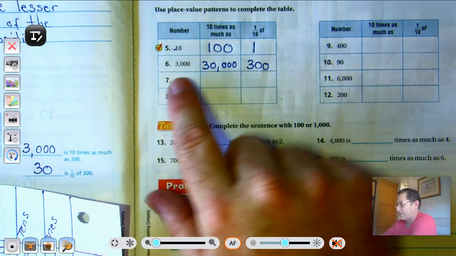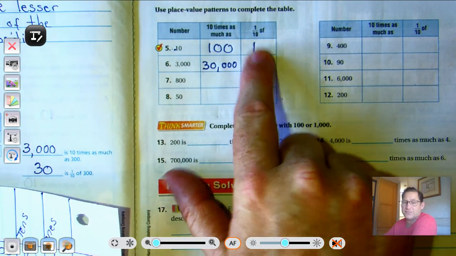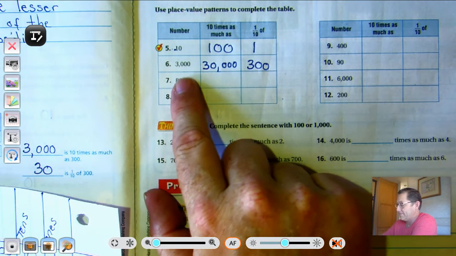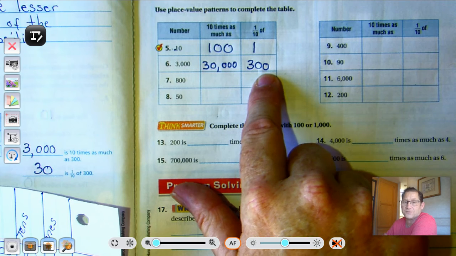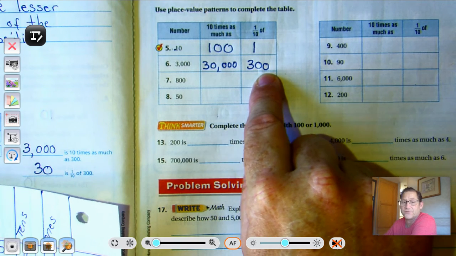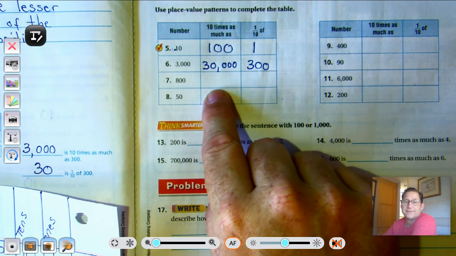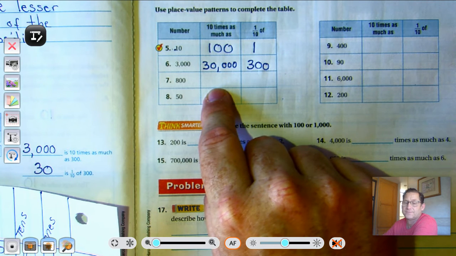Okay. Here I started with 10. 1/10 of it is just 1. 1/10 of 3,000. Again, our answer, we take away a zero. It gives us 300. So what would be 10 times as much as 800?